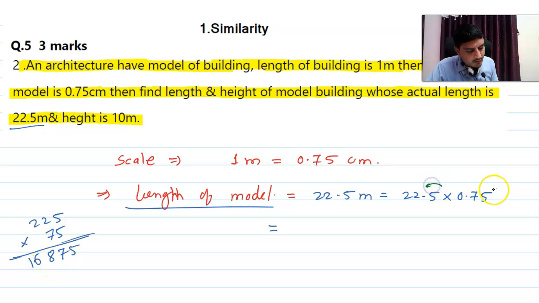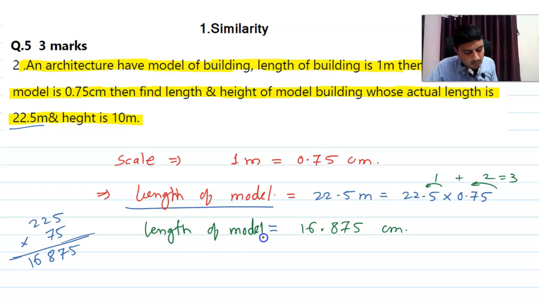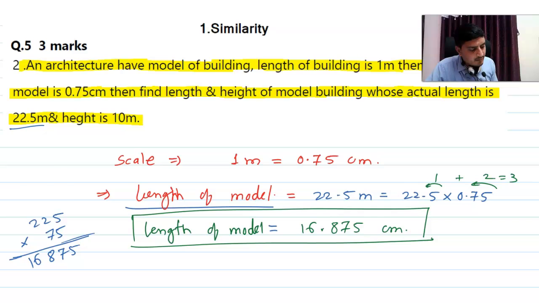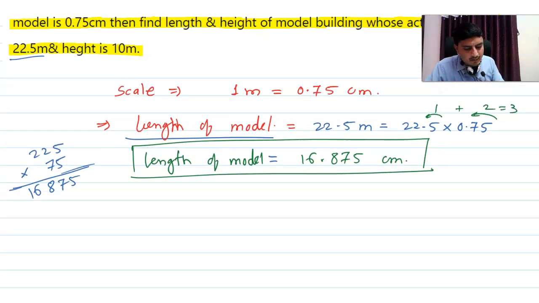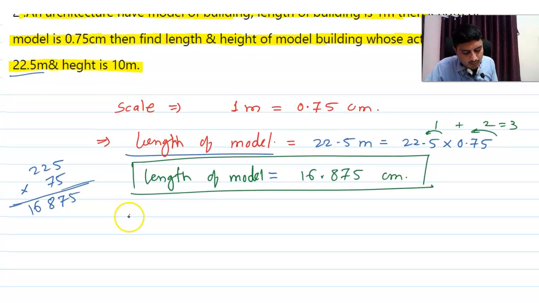Now let us put the decimal. We have 1 place and 2 places, so 1 plus 2 becomes 3 places, we have to put the decimal after 3 places, so we get the length of model equal to 16.875 centimeter. So I am writing length of model equal to 16.875. Now look at the height of the model, that is 10 meter.